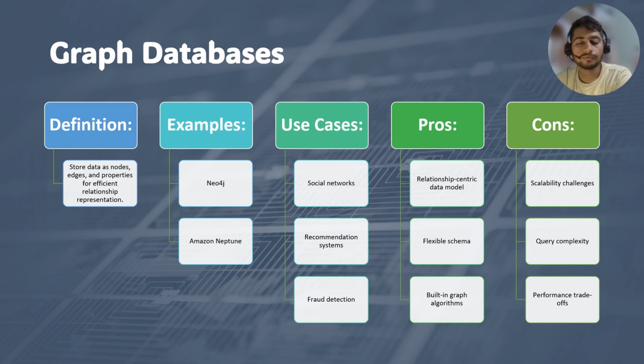Then the pros of these databases are a relationship-centric data model, flexible schema, and graph algorithms. Many graph databases provide built-in support for graph algorithms such as shortest path, centrality, and community detection. The cons: scalability challenges, query complexity, performance trade-offs.